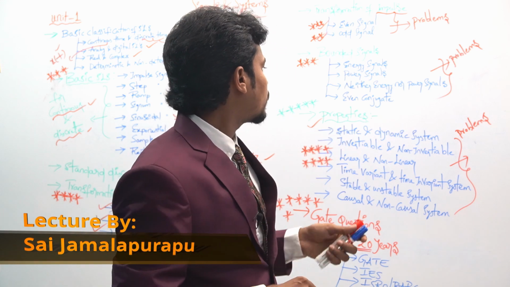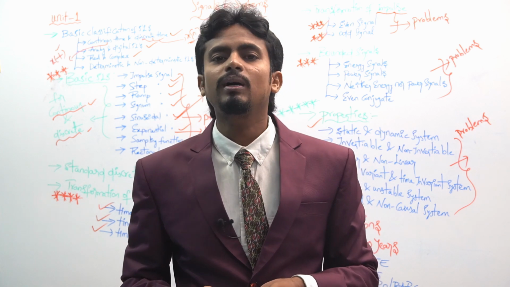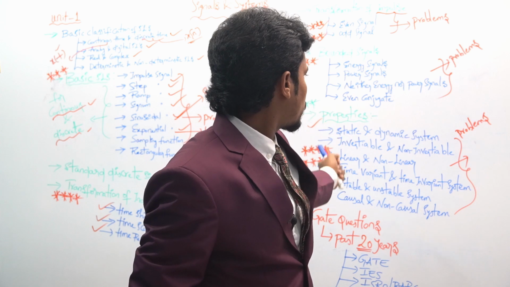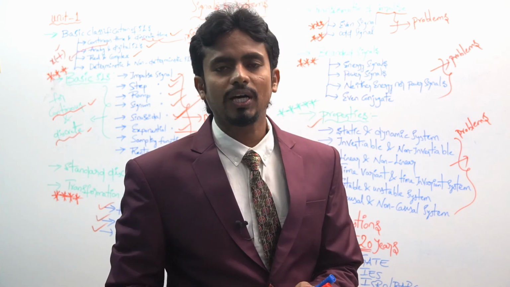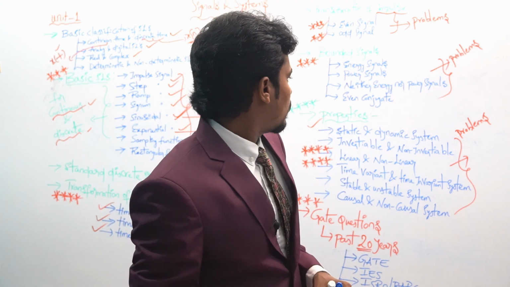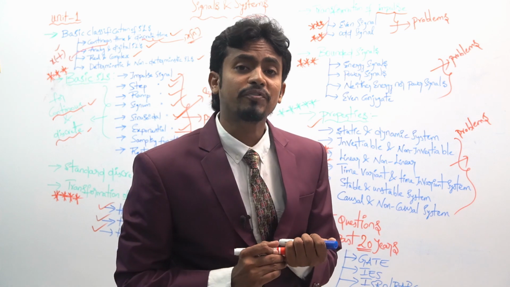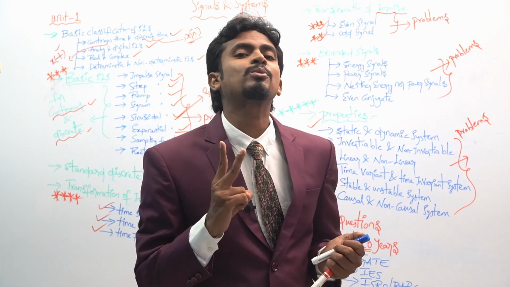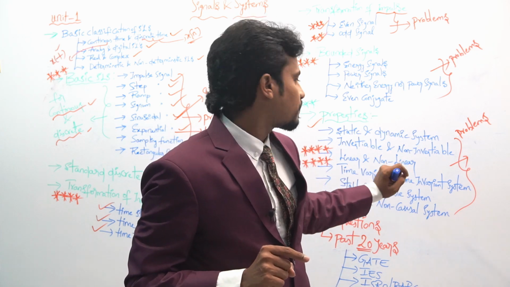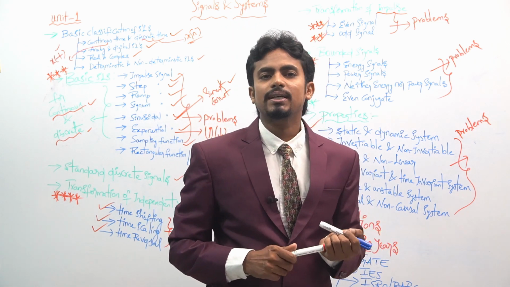First, the static and dynamic systems. What is a static system and what is a dynamic system? Those are the properties. Next, the invertible and non-invertible systems. And for your GATE examination, there are two important concepts: first the linear and non-linear, and next the time variant and time invariant systems.